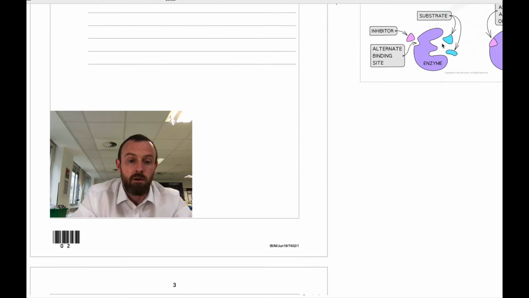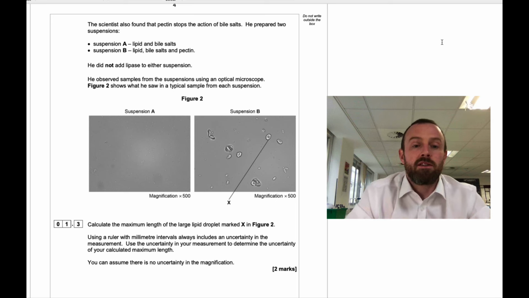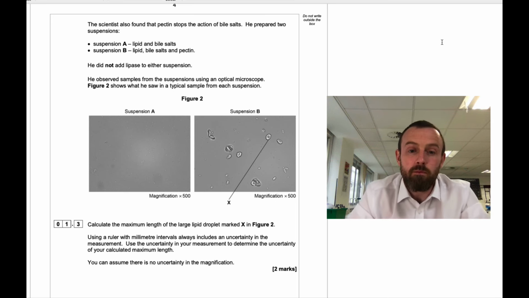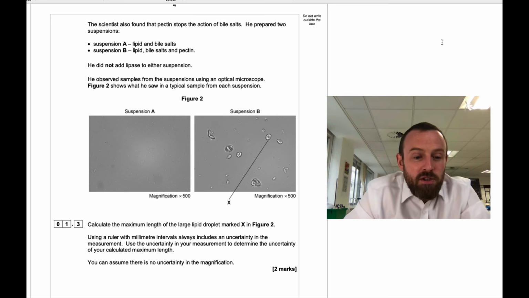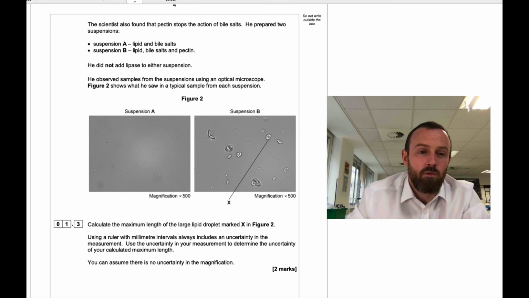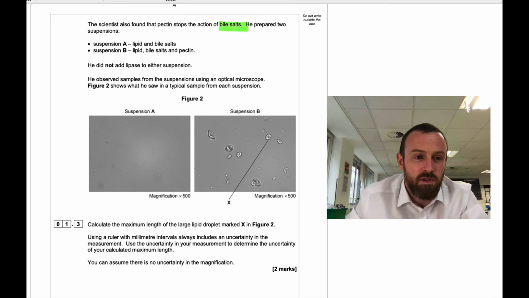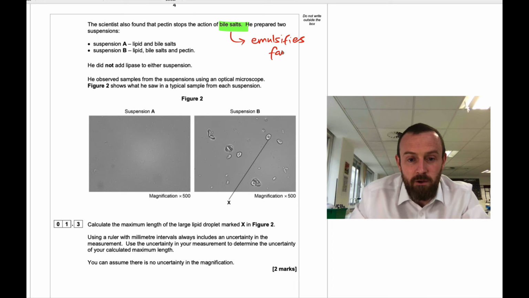Okay, let's keep going. The scientists also found that pectin stops the action of bile salts. He prepared two suspensions. Suspension A has lipid and bile salts, and suspension B has lipid and bile salts and pectin. He did not add lipase to either suspension. Okay, so we need to spot this, bile salts, and what is the function of bile salts. The function of bile salts is that it emulsifies fat. Okay, and that's the key thing. Now, what does that mean, emulsifying fat?